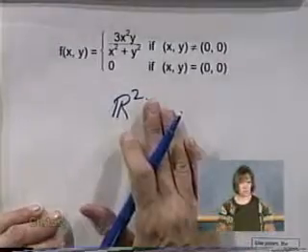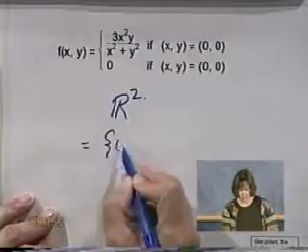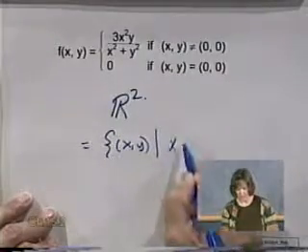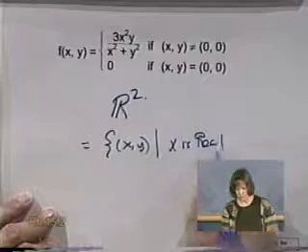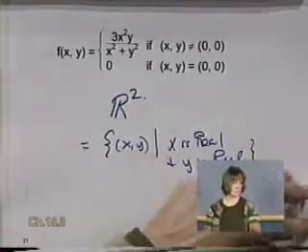And we all know what R2 means. It means all the two-dimensional vectors, right? This is all the points (x, y) such that x is real and y is real. So in other words, it's the whole xy plane.